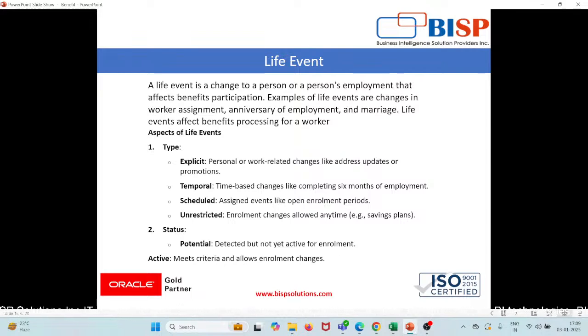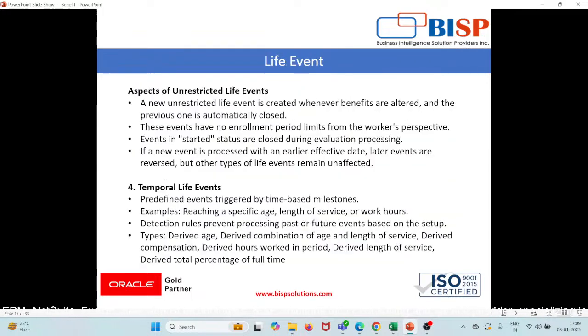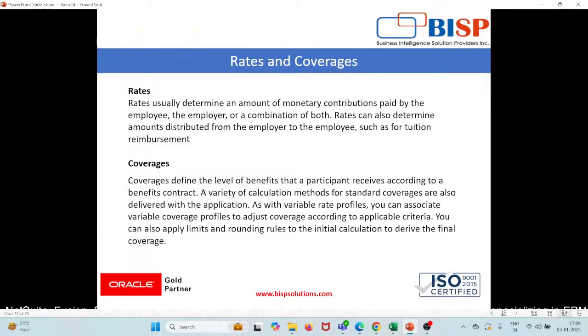Okay, then there is the status of the life event. There will be two statuses. One is potential, which is likely to be active in the future, and the second one is active. So if everything meets the criteria, then your life event is active. Okay, we have discussed all these things in our previous session.